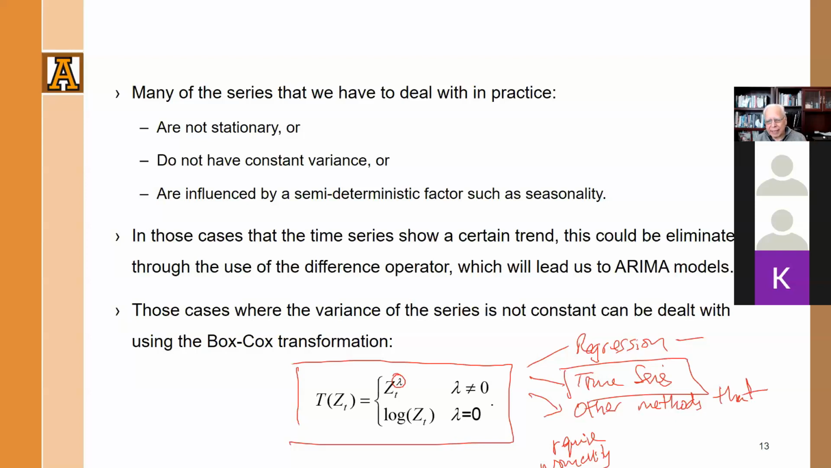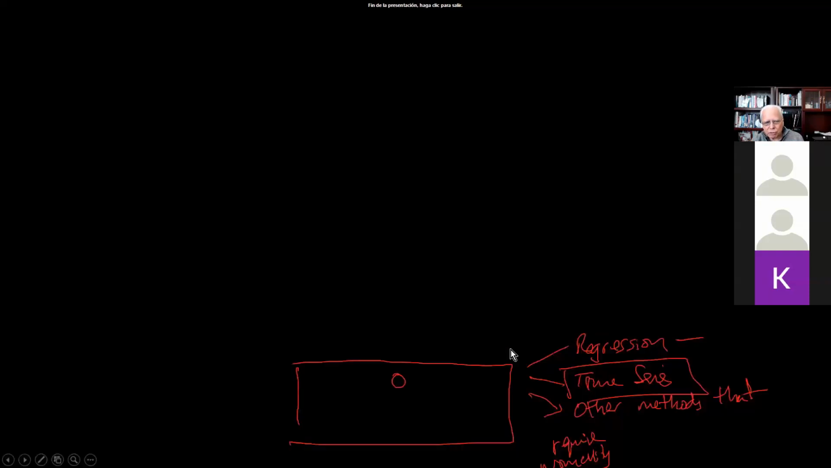If you use the Box-Cox procedure for regression to choose lambda, the lambda you get there is going to be different from the lambda that you obtain in a time series context, because the objectives are different. And we'll talk more about how we choose lambda.